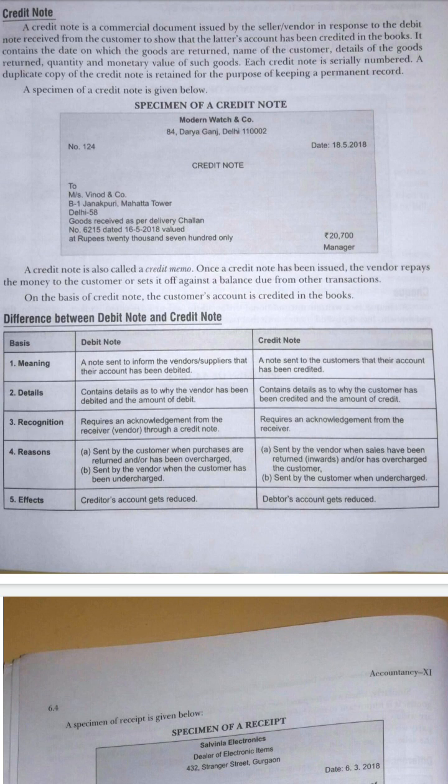Acknowledgement: it requires acknowledgement from the receiver. Reason: the debit note is sent by the customer when the purchases are returned, and the credit note is sent by the vendor when the customer has been undercharged. Here also are some of the reasons for the credit note. What is the effect? Credit accounts get reduced. With the debit note, the creditor's account will be reduced. With the credit note, the debtor's account will be reduced.